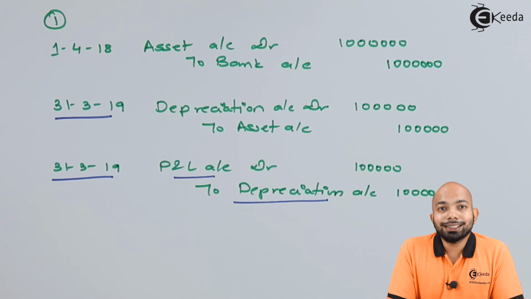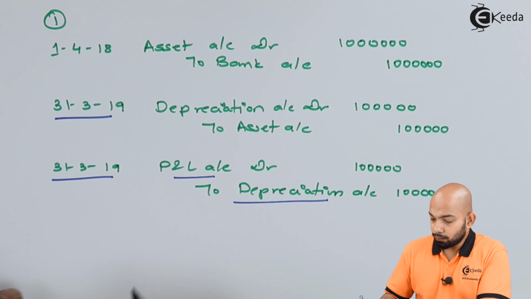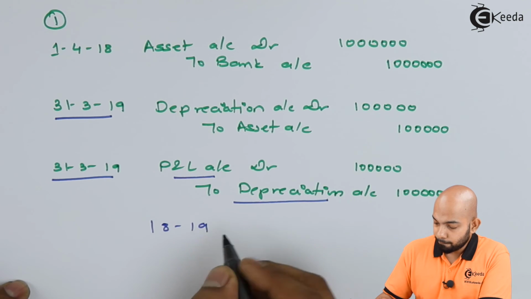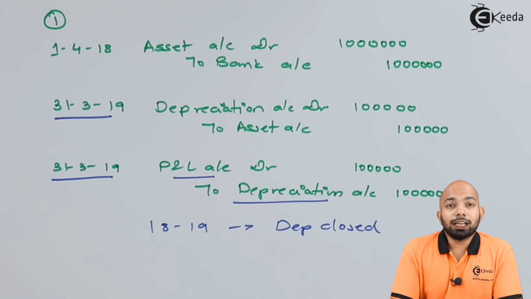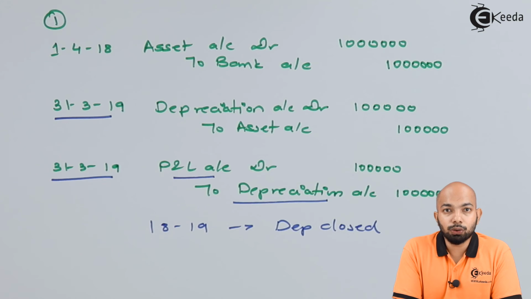Now, when you have passed this entry, that means you have closed down the depreciation account for that specific year. If you can see in the sheet, the depreciation account for 18-19 has been closed. 18-19 is the financial year, that means April 2018 to March 2019. We have closed down the depreciation account by passing this specific entry. Now, what will be the treatment when it comes to the balance sheet?